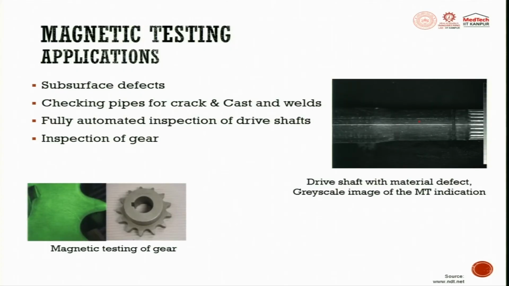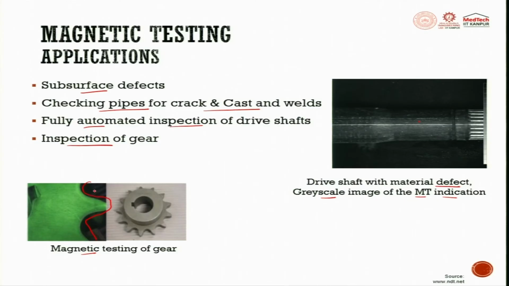The applications are subsurface defects, checking pipes for cracks in cast and welds, and fully automated inspection of drive shafts could be taken. Inspection of gears in general is carried out by the magnetic testing process. Here, drive shafts with material defect, then a grayscale image of the magnetic testing indication is shown. Then magnetic testing of a gear, how does it look, how does the field flow, is shown here.